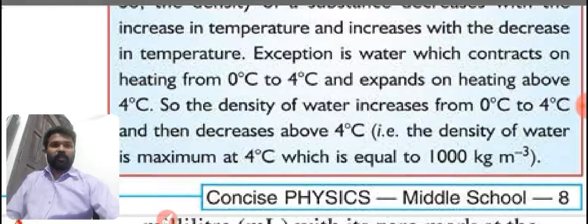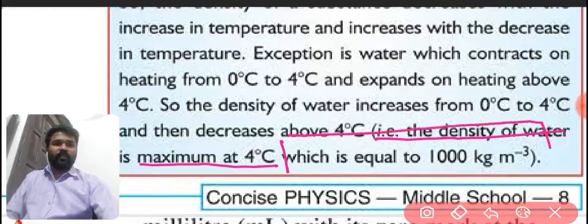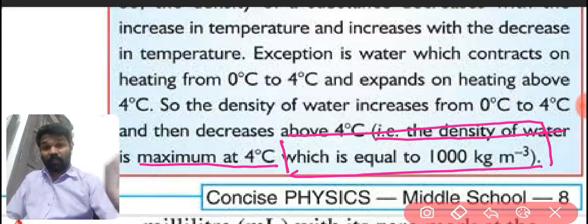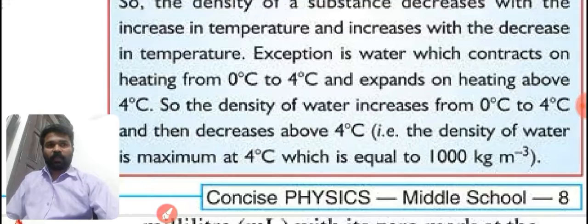at 4 degrees Celsius, which is equal to 1000 kilogram per meter cube. Mark the point. The density of water is maximum at 4 degrees Celsius, which is equal to 1000 kilogram per meter cube. Okay students, please mark it.